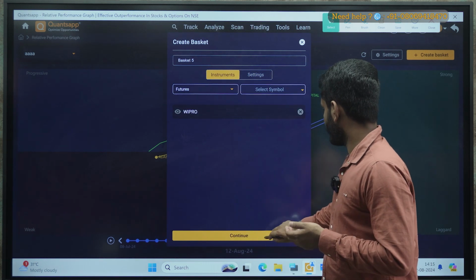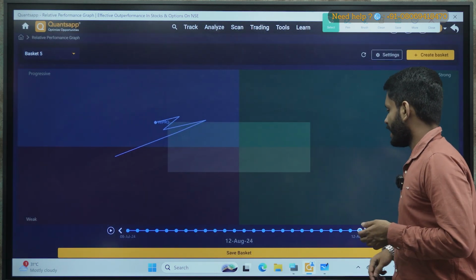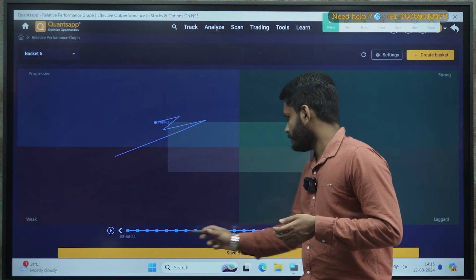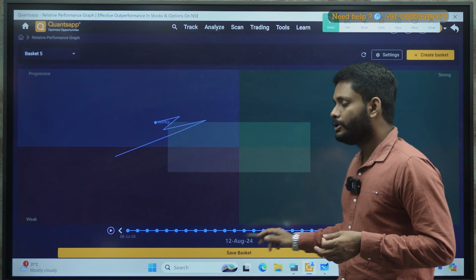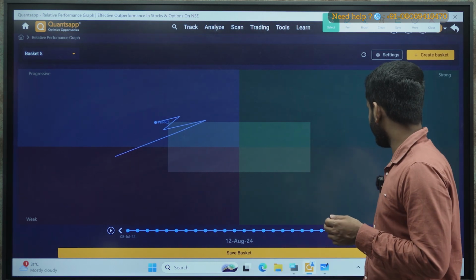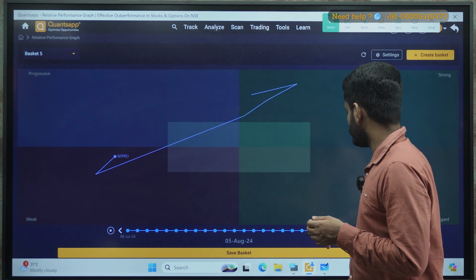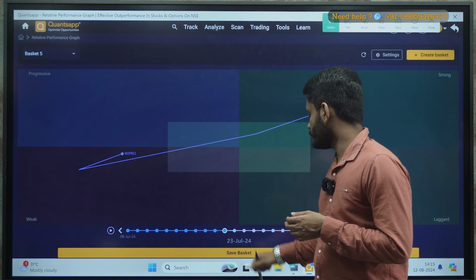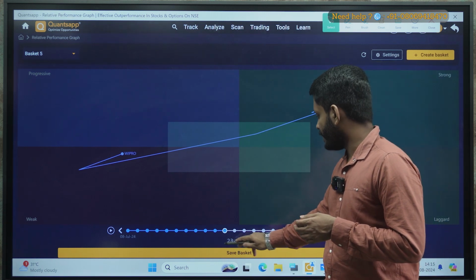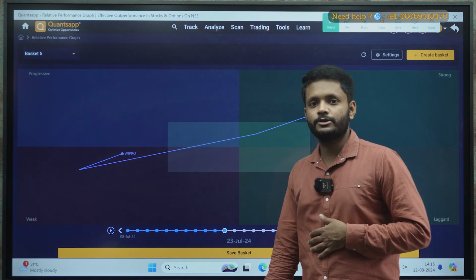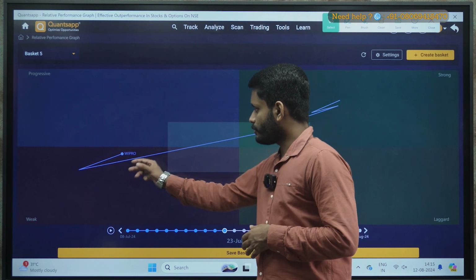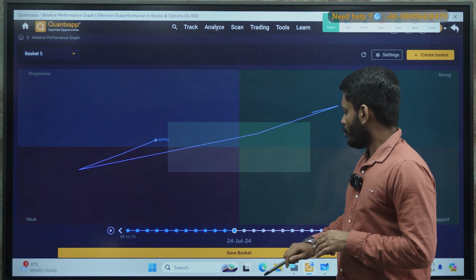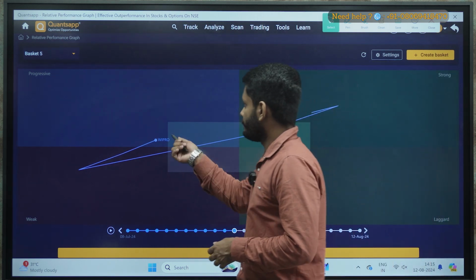As of now Wipro is in progressive, if you can see, and here at the bottom you can see the blue dots. Those are dates. You can rewind from here. If you want to check out the previous data, you can definitely do that. Now if you see, on 23rd July Wipro was in the weak zone, correct? Wipro was in the weak zone on 23rd of July. Let me move one step ahead. On 24th July Wipro came to progressive.